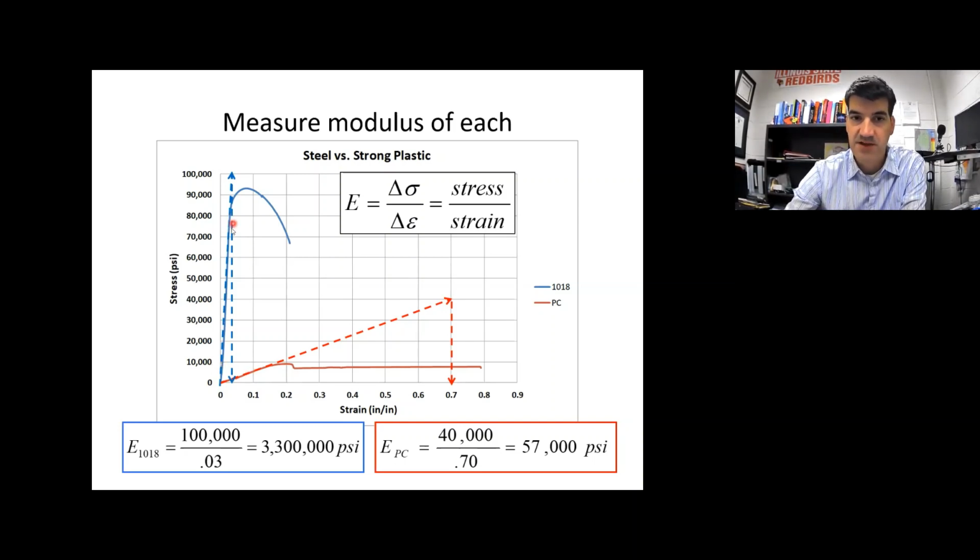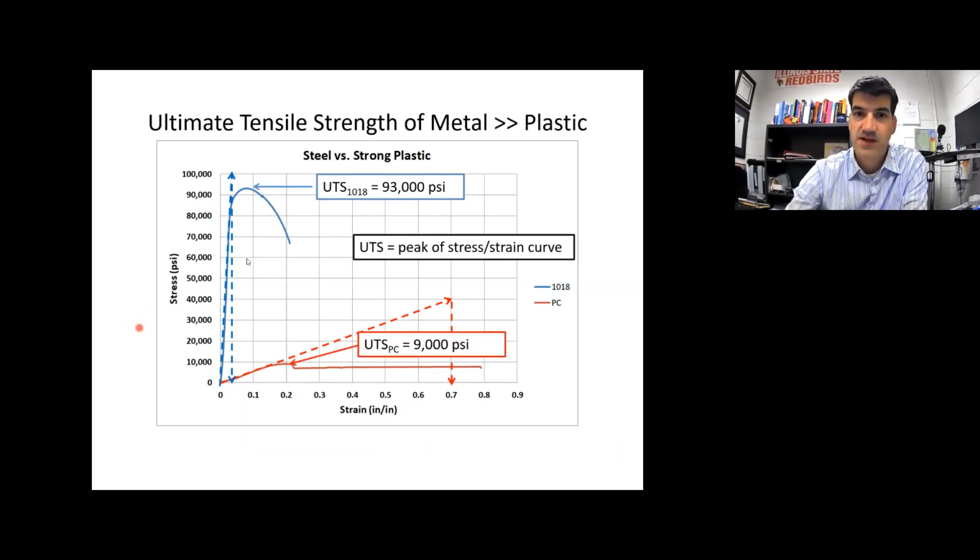One, say, up here, and one down here close to the origin. If you don't have toe compensation, you can go at the origin. You can pick that for one of your points, but you don't have to. All right, there's our ultimate tensile strength for our 1018 steel, and there's our ultimate tensile strength for the polycarbonate.